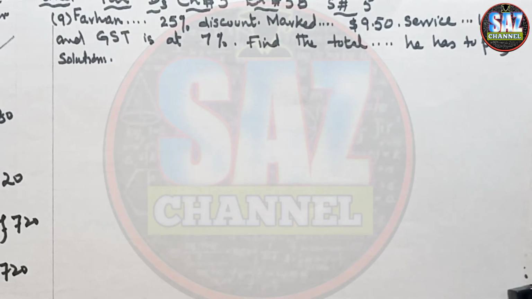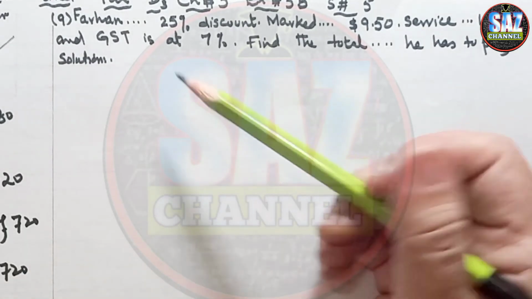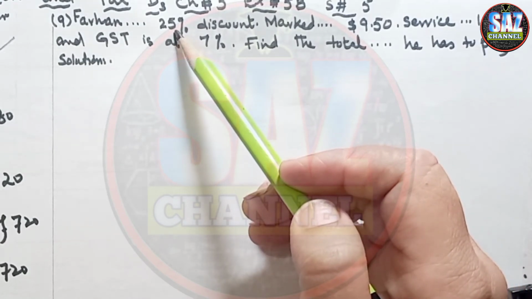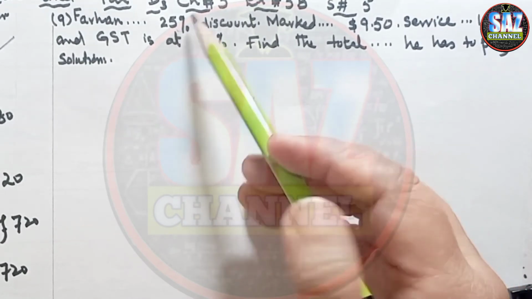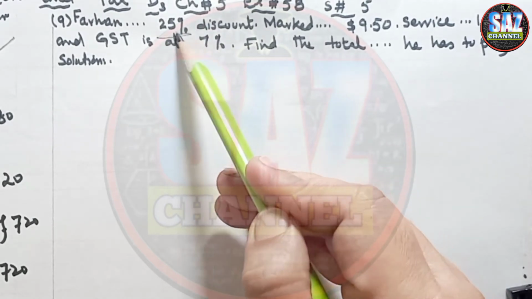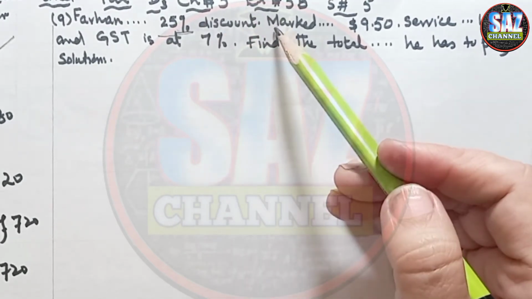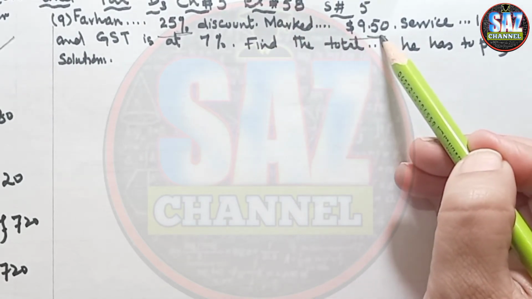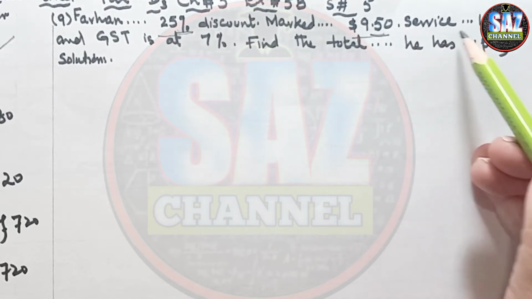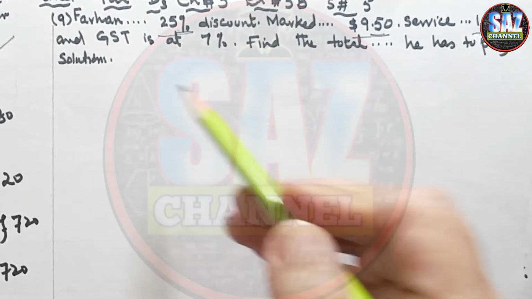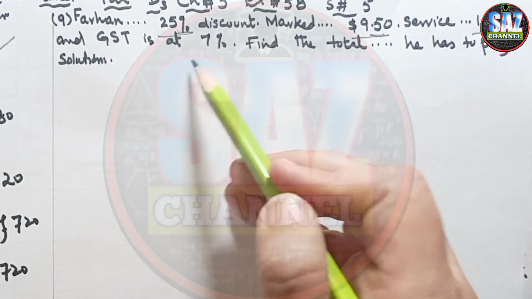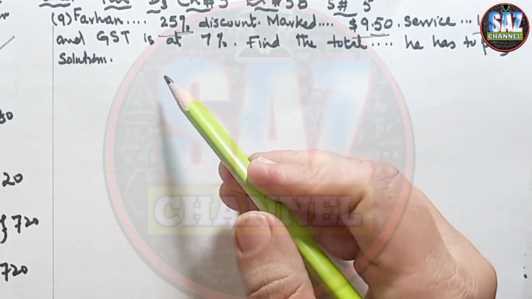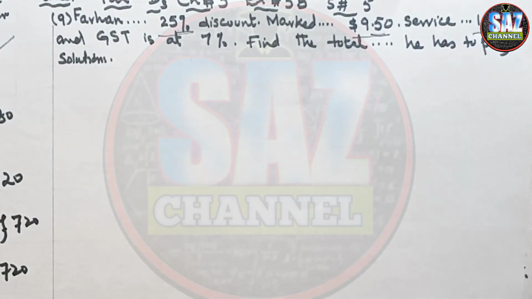Question 9 says that Farhan orders a plate of seafood rice at a restaurant which offers 25% discount. The mark price of the seafood rice is $9.50. Given that there is the service charges of 10% and GST is 7%, find the total amount of money he has to pay. Very interesting question and everyday life situation question.